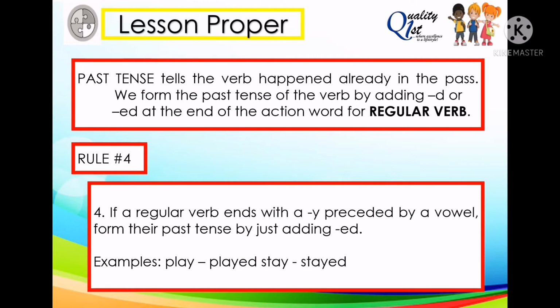Now let's have rule number 4. If a regular verb ends with a Y, preceded not by a consonant but a vowel, form their past tense by just adding ed. Okay? If a regular verb ends with a Y, preceded by a vowel, form their past tense by just adding ed. Examples: play. It will become played. You just have to add ed. Okay? Another is stay. You add ed. From stay will become stayed. Okay?